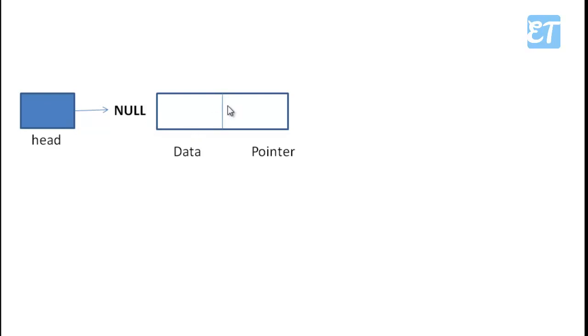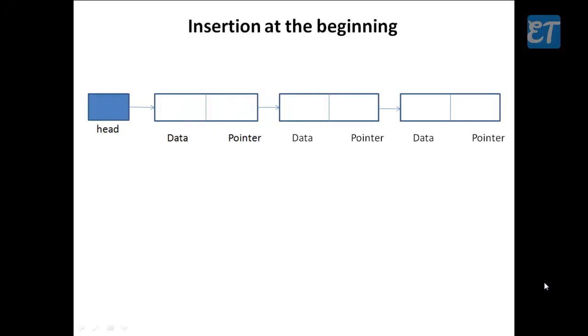So, insertion at the beginning. Case one: we have a head and it is pointing to null. What we have to do is insert this node to this head node. We need to assign the address of this node to this head. It's very simple. Just copy the address, the memory location of this particular node, to this head, and thus we're finished. This is the first case, insertion at the beginning of a linked list.